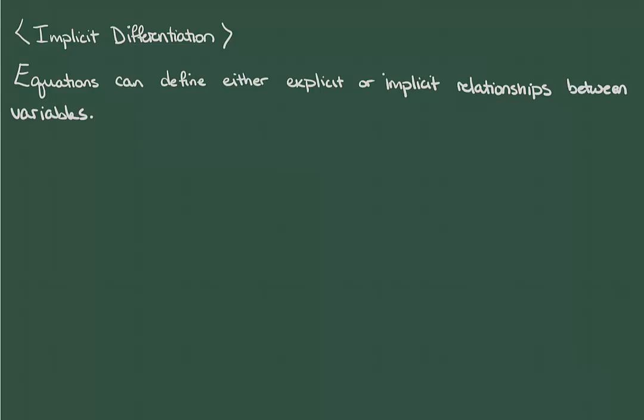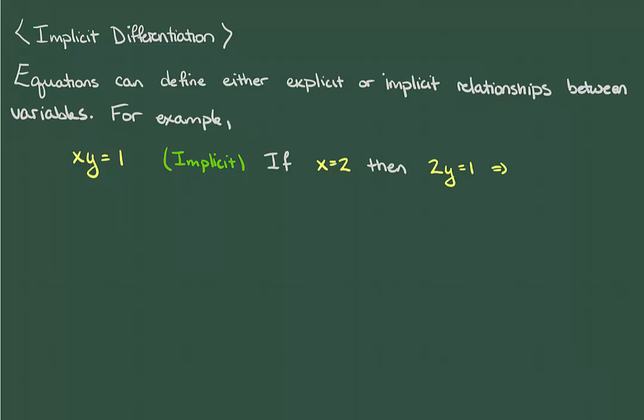When we write down an equation with multiple variables, that equation can define either an explicit or implicit relationship. For example, xy equals 1 is an example of an implicit relationship. If we fix a value for either x or y, we can solve for the other variable. As an example, setting x equals 2 allows us to solve the corresponding equation to find that y is equal to 1/2.